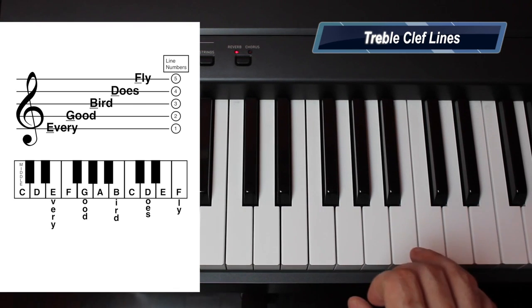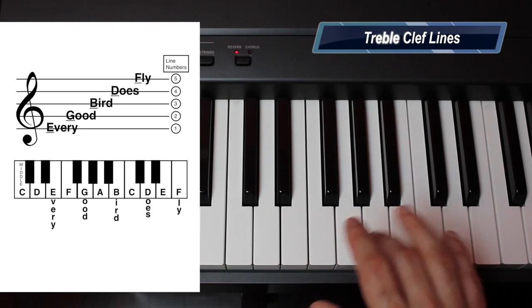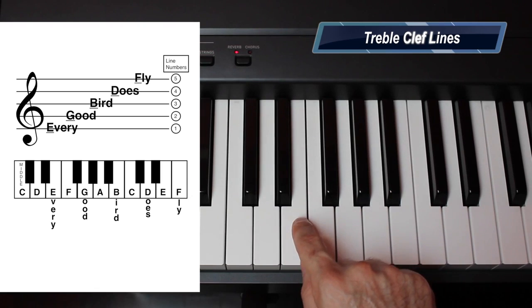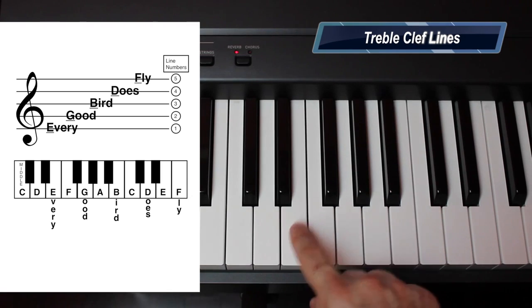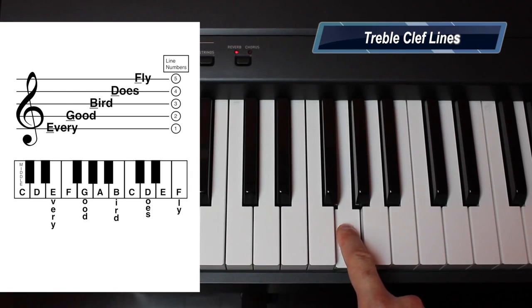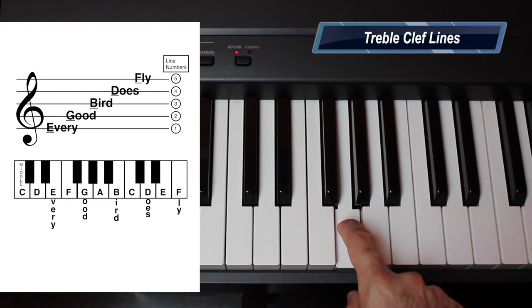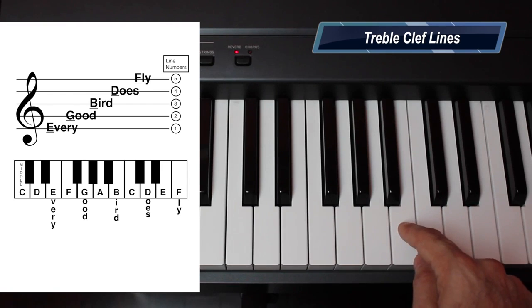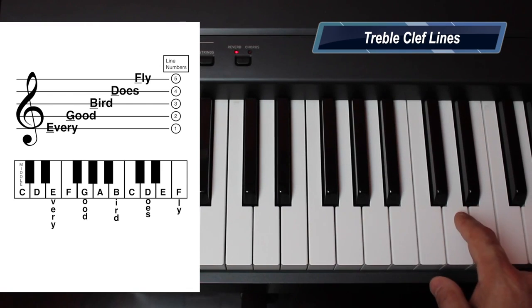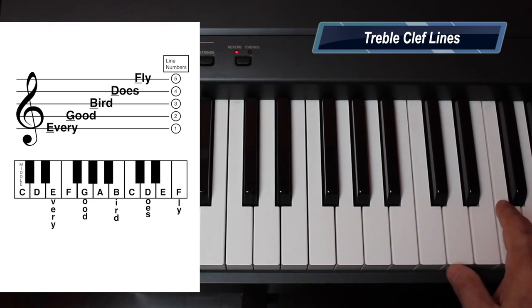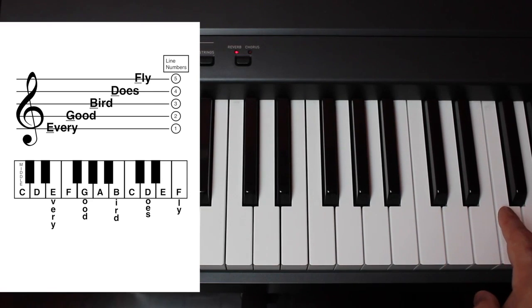And this is always the case with the treble clef and the piano. When you see the E for every, it will always be this note. When you see the G for good, it will always be that key on the piano. It cannot be any other key on the piano. When you see the B for bird, it's always this key. And when you see the D for does, it's this one. And the F for fly, it has to be this note that's higher up.